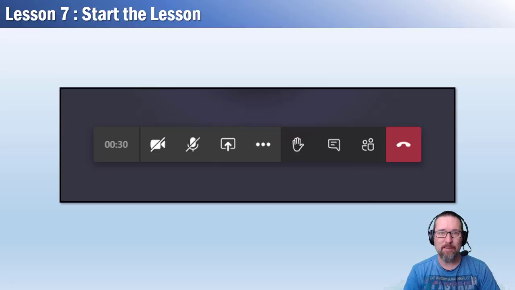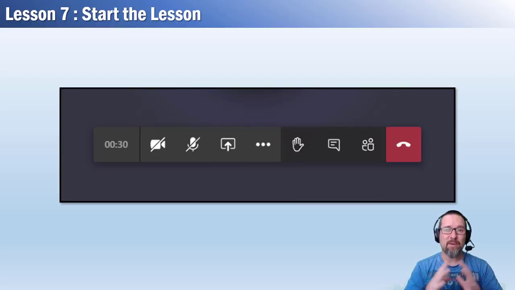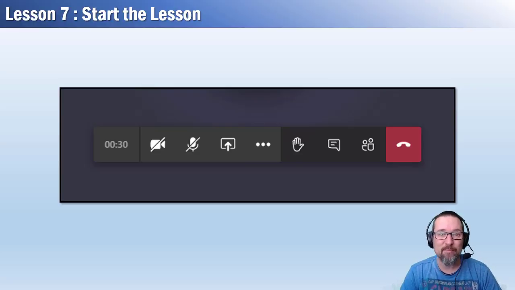The last one is the big red button, the phone. Please don't click that if you're still busy meeting. That'll stop the meeting, okay. But there you go. That is the basics of starting your lesson. Get the lesson started, and let's have a look at what the next most important thing is in the next lesson, sharing your screen.